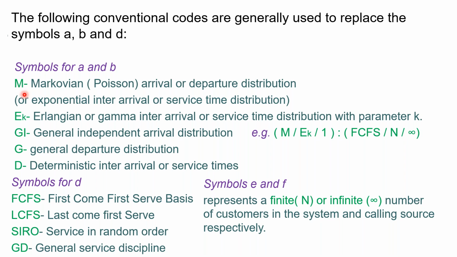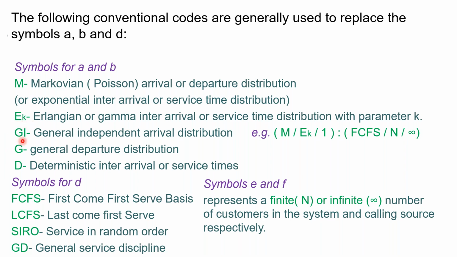This M can be used for B also. If your departure rate or your service rate also follows a Poisson distribution, then it will also be represented by the same M. Then another symbol is used, that is E small k. It's Erlangian or gamma inter-arrival or service time distribution with parameter k. So if you have a parameter k and your rate follows the Erlangian distribution, then it is represented by Ek.